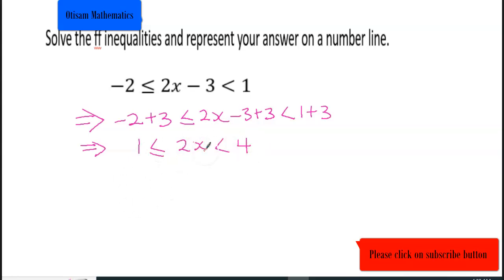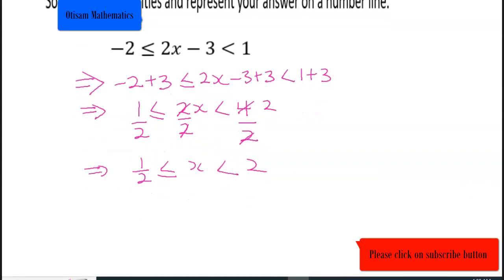So we want to find x. So once again, we divide both sides by 2. So this will cancel that. So we have 1 on 2 less than or equal to x. This will go here, 2 less than 2. So let's see how we represent this on a number line.